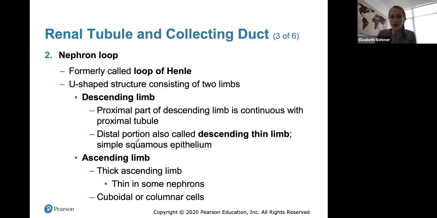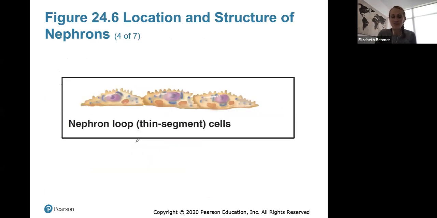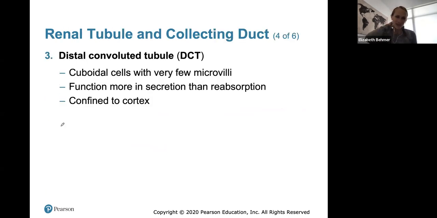The nephron loop has a descending limb and an ascending limb. There are thick and thin parts to each descending and ascending limb, depending on what they secrete or absorb at the various parts. And there will be more thin segment cells of the nephron loop. So again, look at these pictures and be able to match pictures to where in the nephron they're located. Then the distal convoluted tubule has cuboidal cells, but with very few microvilli, and they function more in secretion, so secreting things back into the urine to make it more concentrated.